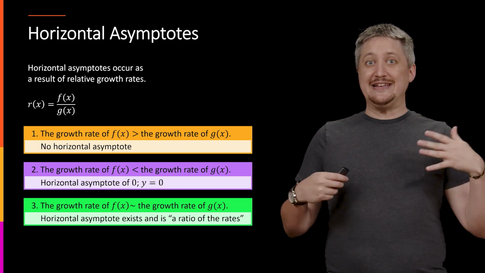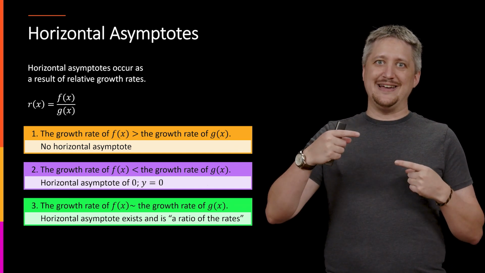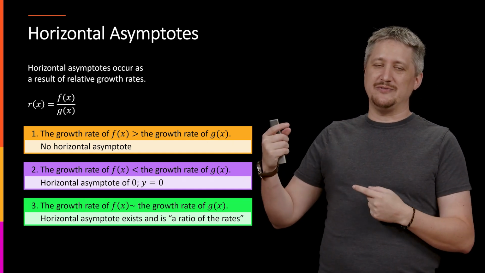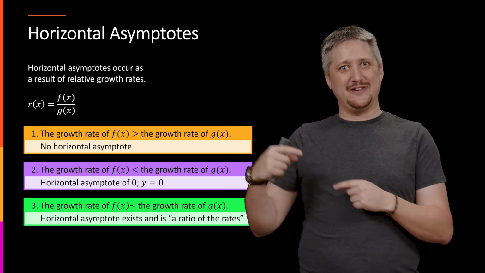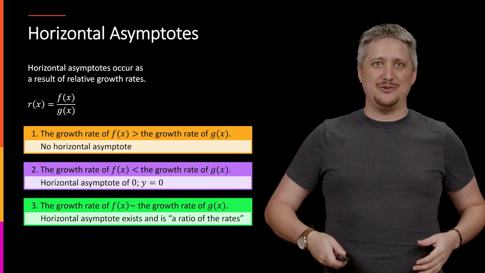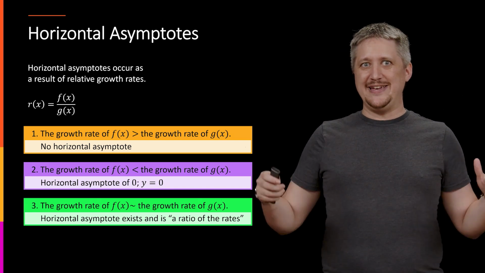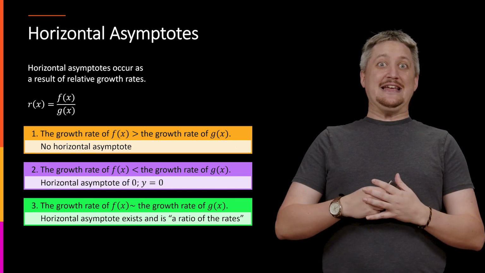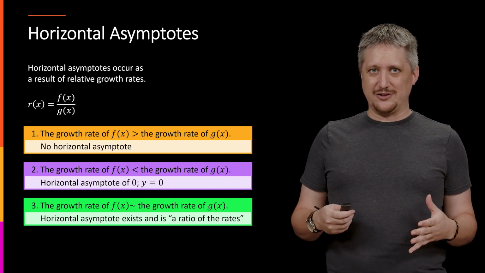If the bottom is getting infinitely bigger than the top, you have an asymptote at 0. And if they're getting big at the same rate, even if they're both going to infinity, then the ratio of how fast they're going to infinitely large values is what you get for an asymptote. Now, this is all very vague, right? What does it mean to be getting infinitely bigger? Unfortunately, this is the part you need calculus for.